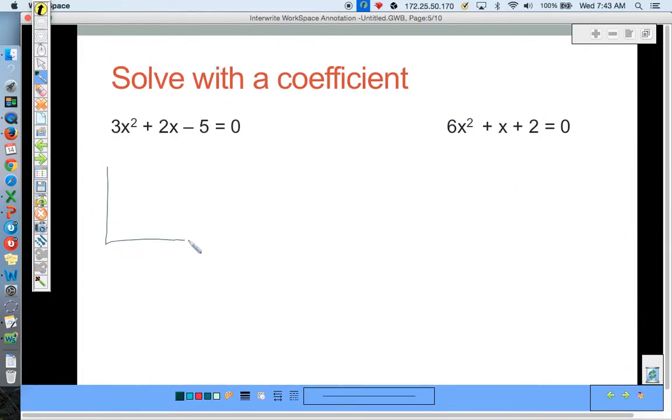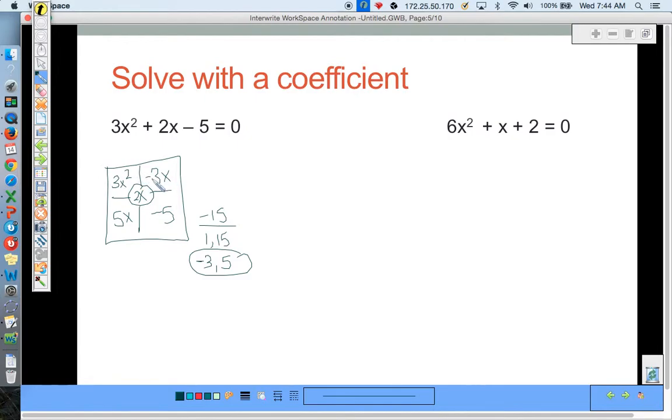Solving with a coefficient, we do the same thing. The factoring, finding the dimensions of the box, the outside, is just a little bit trickier. But we write that in there. A times c is negative 15. Let's see, so we have 1 and 15, 3 and 5. Well, we can make 2 by negative 3. So we have negative 3x and 5x. And it doesn't matter where you put those.